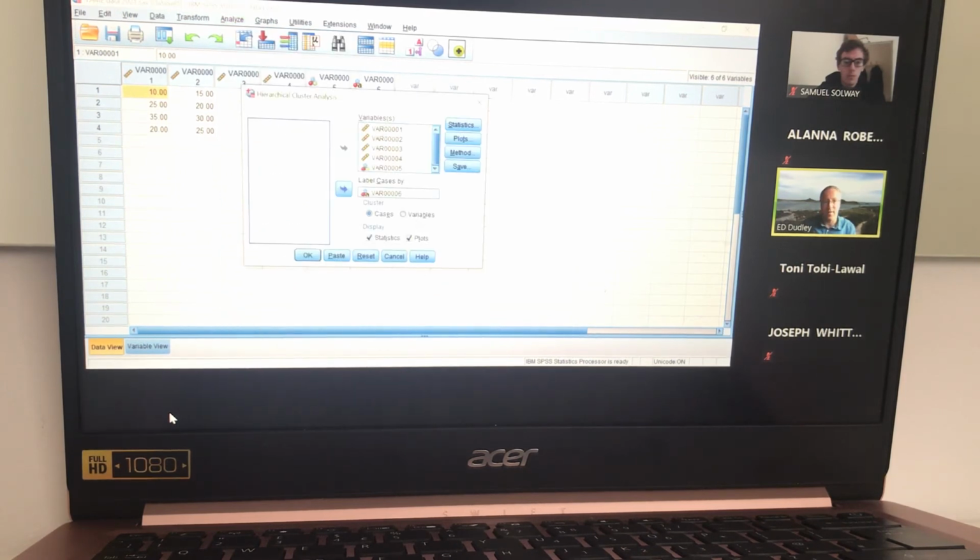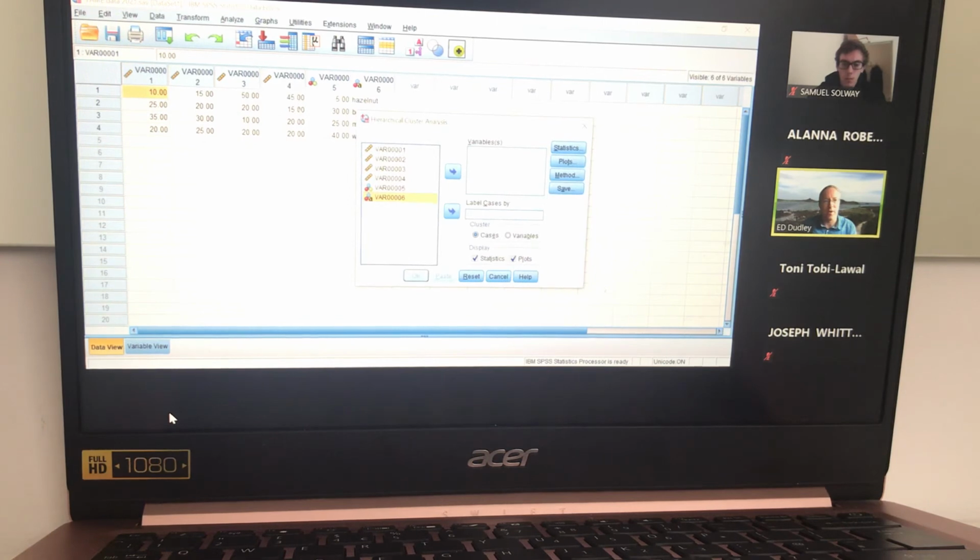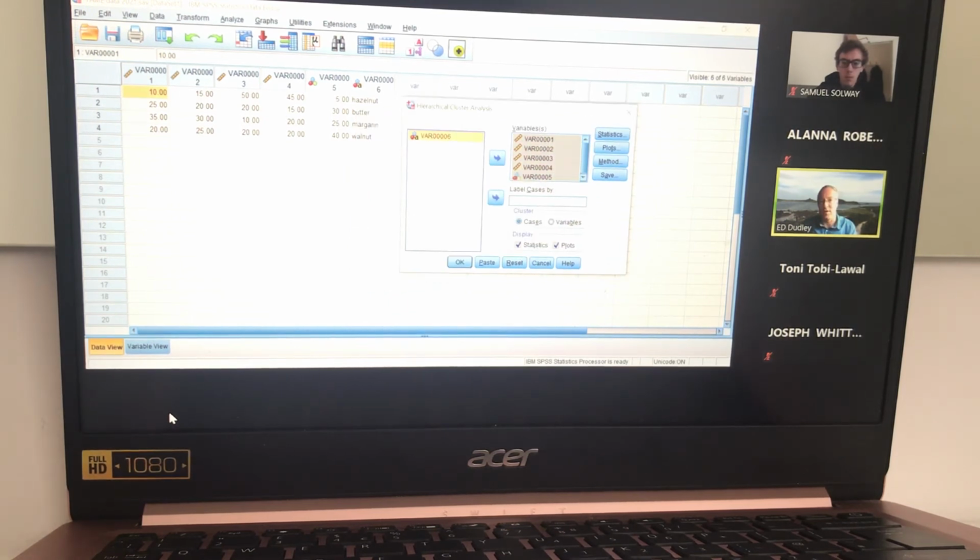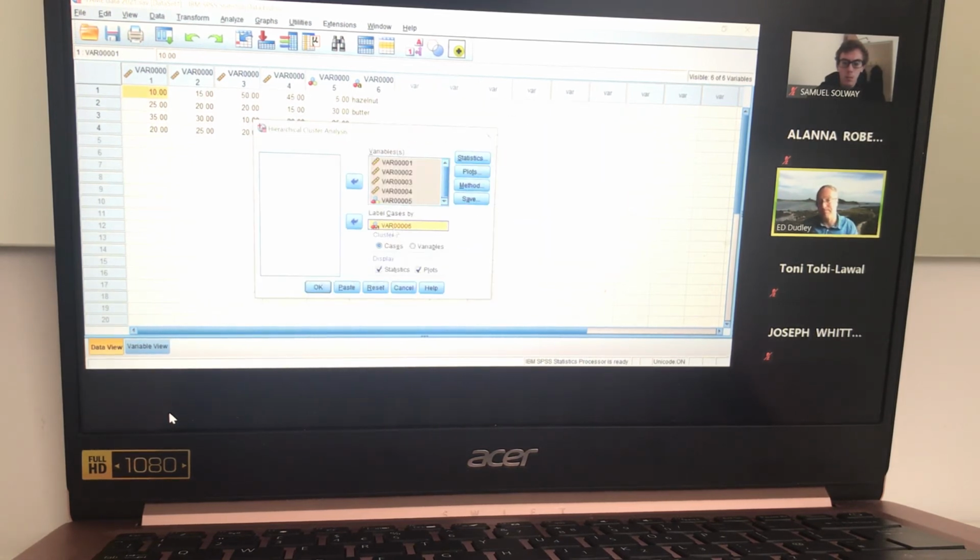So when you do that, let me just move these back over because it remembers where they were from before. In this instance, variables 1 to 5 are your fatty acids information. So that's become our variables. That's what we're going to use to do the clustering. Variable 6, where we've labelled different food substances, is the variable we're going to use to label cases. So it's just there for labelling.